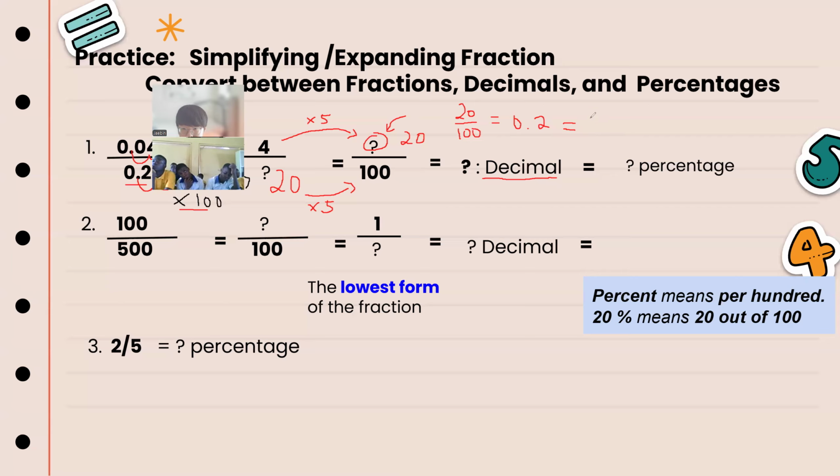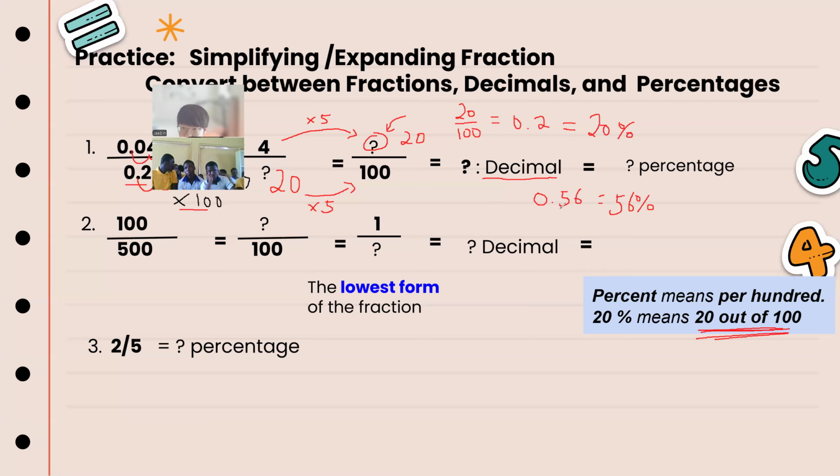So it's going to be 20 out of 100. So it's really just 20% because we have 20 over 100 and percent just means out of 100. So that's why we have 20%. And if you have something else, like a decimal of 0.56, then the percent will be 56%, right?